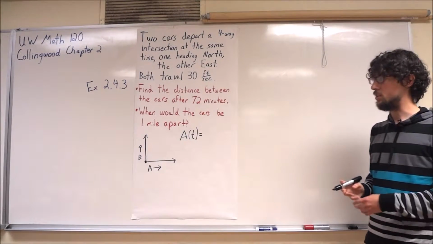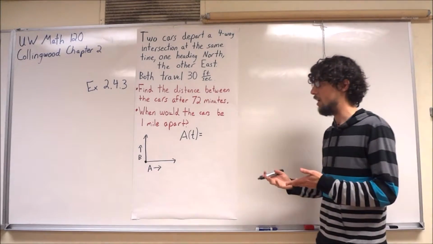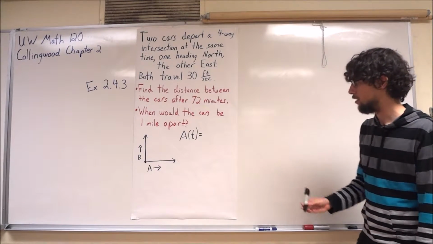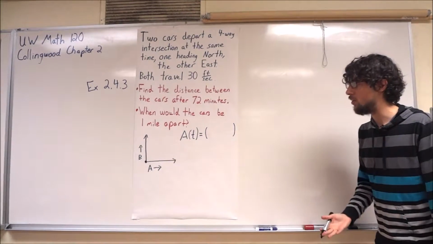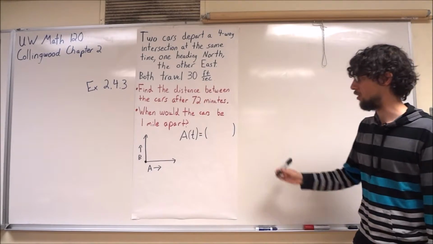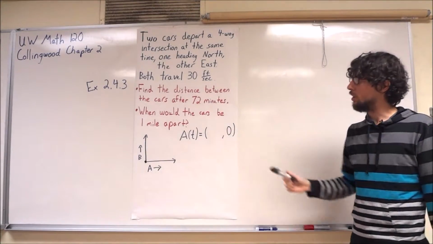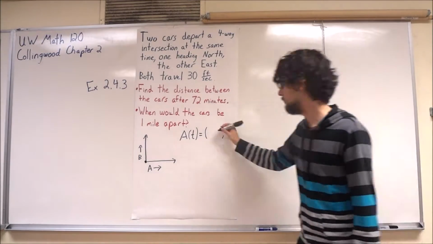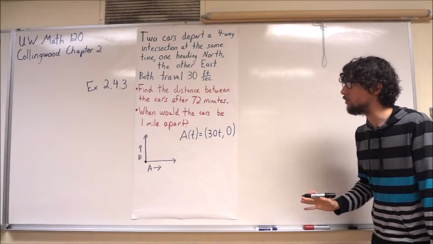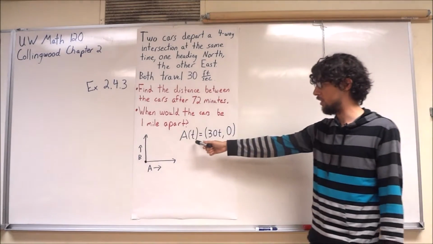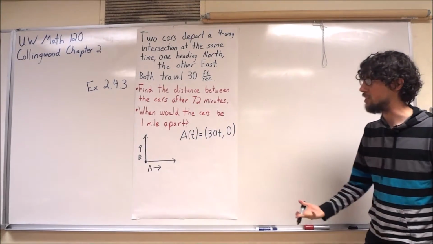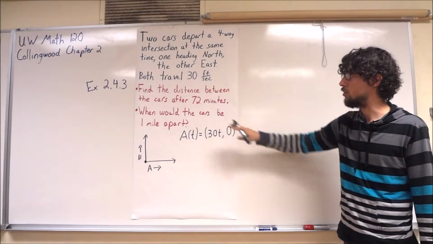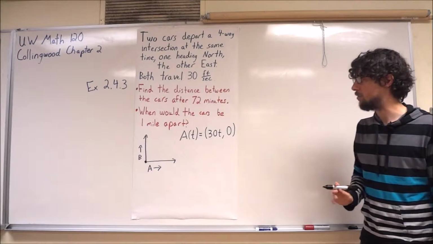I'll again write something kind of similar to last time. A of t. What I mean by this is I'm going to specify the position of car A after t seconds. So the y-coordinate of car A is always 0. The x-coordinate of car A is 30t. And now I want to be really careful here because I'm expressing A of t in terms of feet. But the question really asks me to do things, at least here, in terms of miles. So I'm going to just kind of keep that in mind.